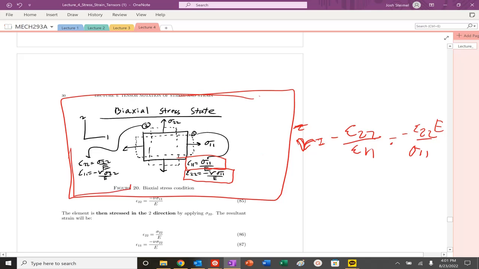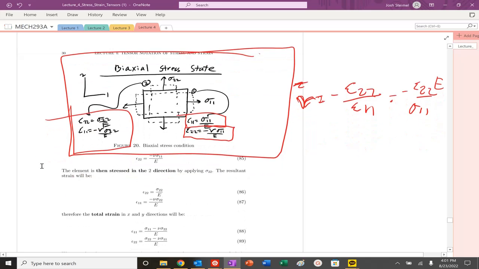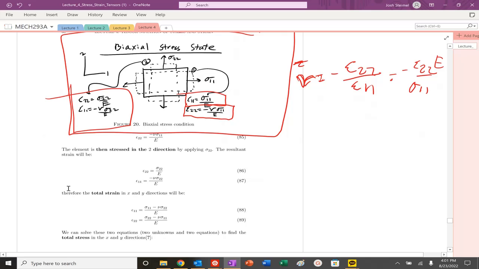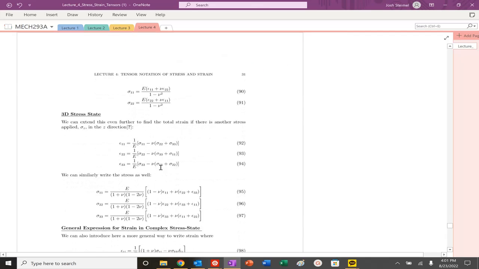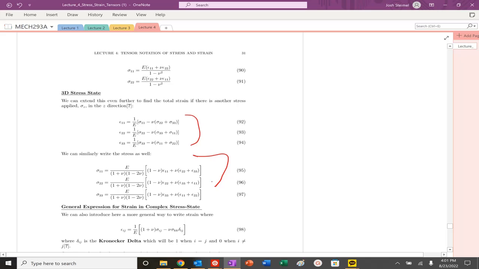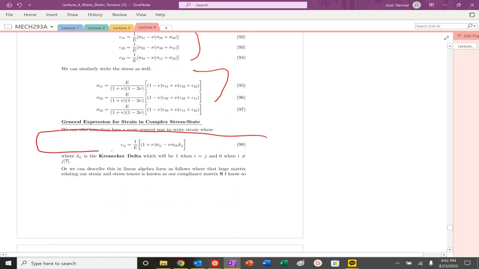In the second step, you would do the same thing for just uniaxial stress in the 2-2 direction. So when you do that, at the end, the total strain in the 1-1 direction will be this plus this, or sigma 11 minus nu sigma 22 all over E. Same thing for the 2-2 direction, this plus this. So you end up with these two equations. And you could expand this for 3 directions as well.